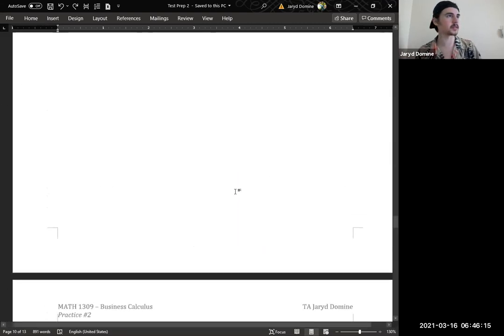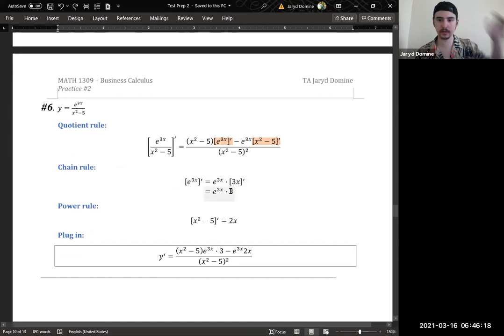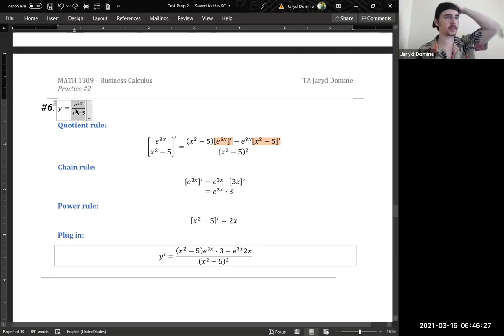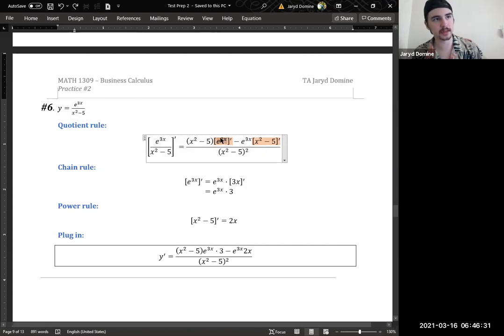Okay, and I got a request to go back to number 6. Did you have a question on number 6, or did you just want to see the answer? I just want to see the different rules you used. Okay, yeah, so quotient because it's a fraction. Chain rule because there's a 3x up inside this exponent. Right, it's not just x, it's a 3x. And then to take the derivative of x squared, you use the power rule. Got it?